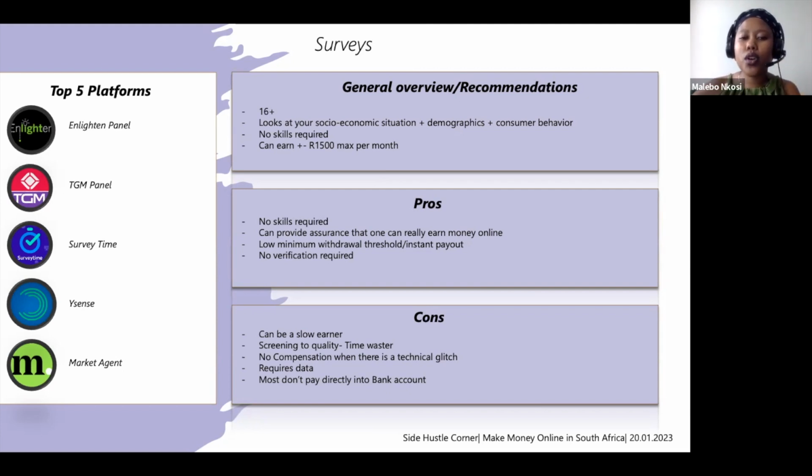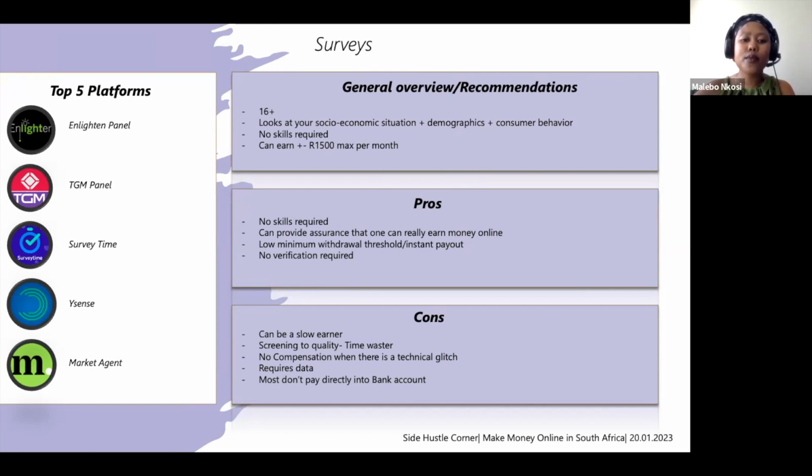Okay, so with the cons, it can be a slow earner as well. They do screen you in terms of qualifying for every single survey. So they will screen you to check, are you a suitable candidate for every single survey, which wastes time, right? Because that will take a minute to 5 minutes of your time where they're just checking, are you the right person for the survey? And then if you do experience a technical glitch, let's just say you run out of data and you were doing a survey, you can't get back to that survey anymore. So maybe you were 80 to 90% done. So that is the boring part about most of these platforms.